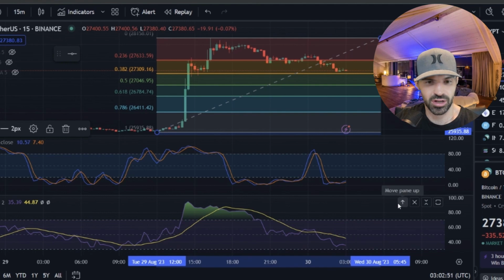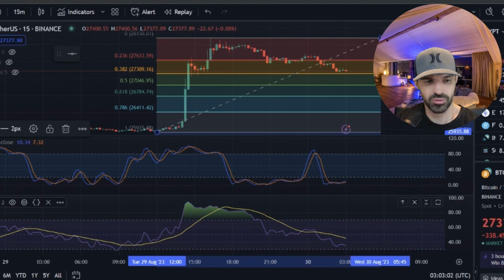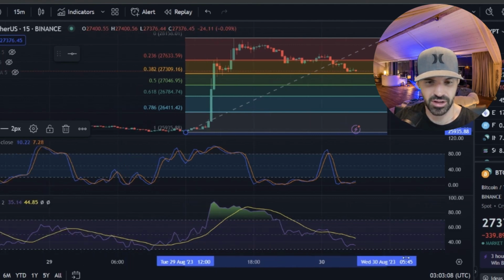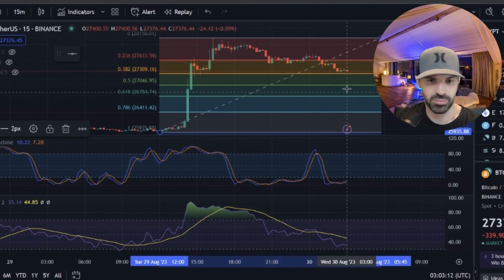But the stochastic RSI is telling you that it's oversold, while the relative strength index indicator is telling you that it's not exactly oversold yet. So in my opinion, I wouldn't put on a trade yet. I would wait until it gets near enough to the 618 and the actual RSI gets below the oversold level.